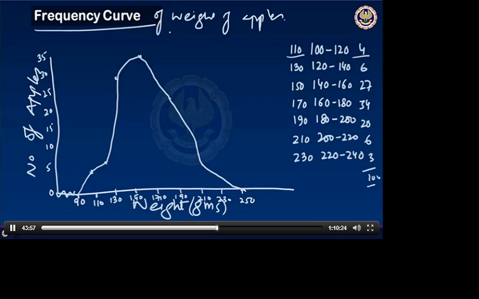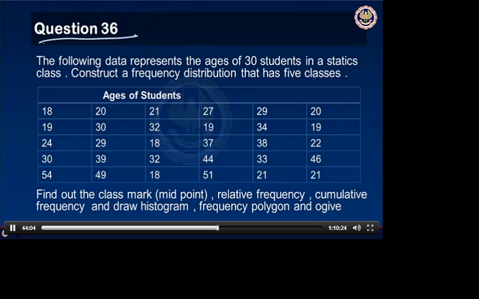So let's look at question number 36. The following data represents the ages of 30 students in a statistics class. Construct a frequency distribution that has 5 classes. So this is the age of students we have. So these are the data which were given, 30 students. So find out the class mark, which is also called midpoint, relative frequency, cumulative frequency, and draw a histogram, a frequency polygon, and ogive.